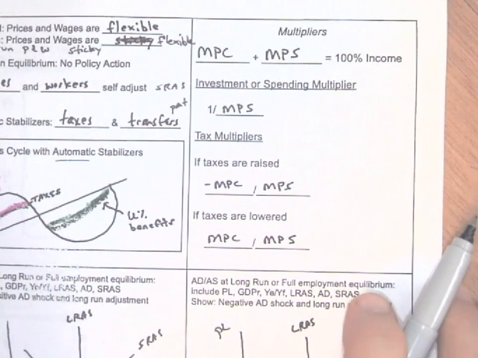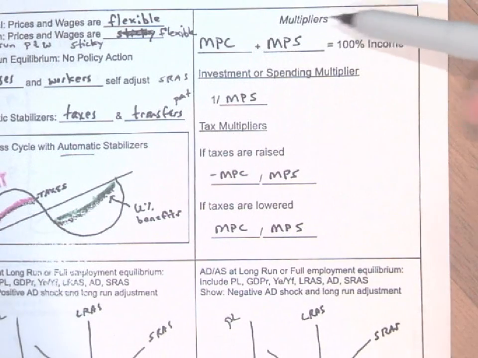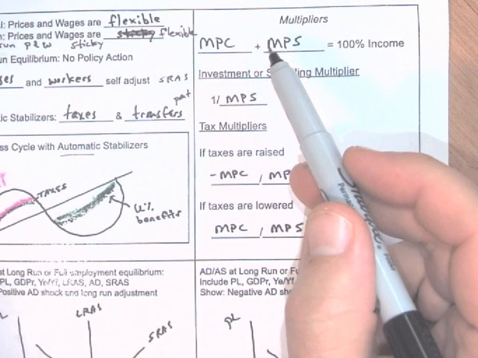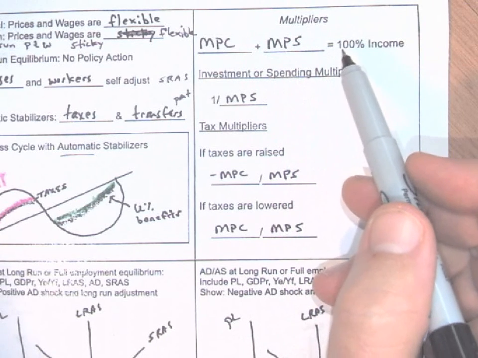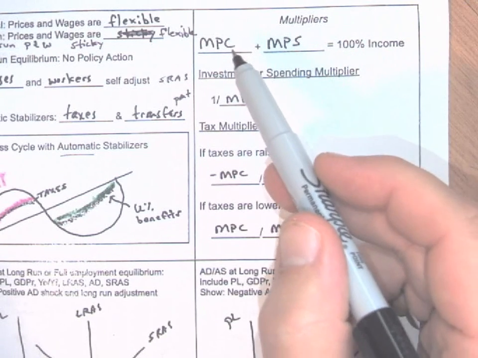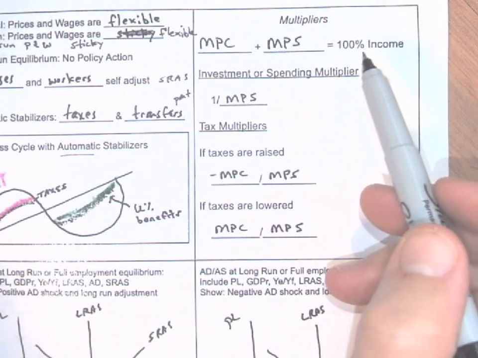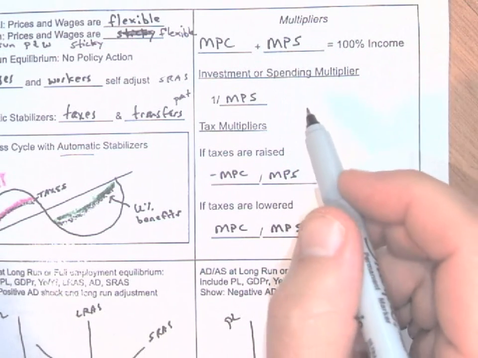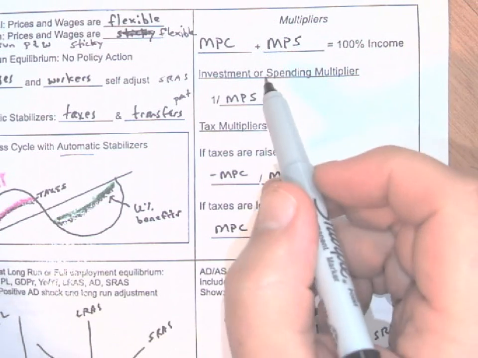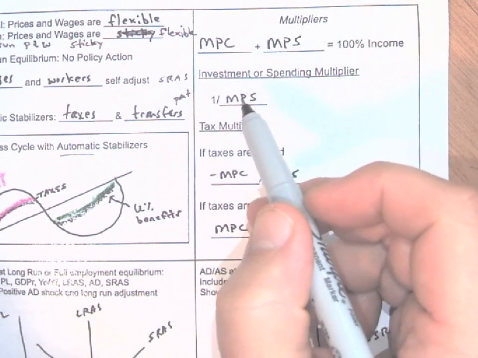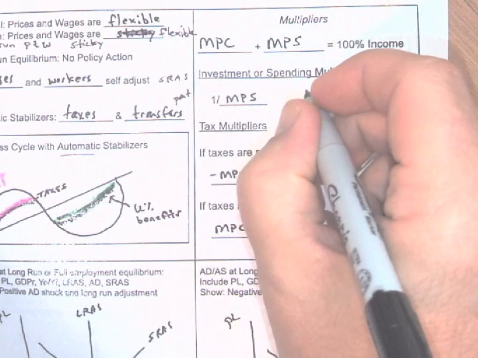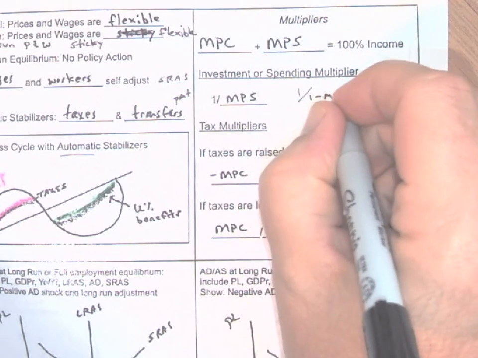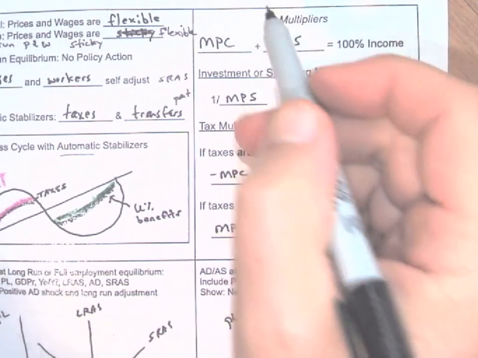All right, over here your multipliers. Remember we've got MPC plus MPS, marginal propensity to consume and marginal propensity to save, and you add those two things together because you have two choices, spend your money or save it, and that's going to make 100% of your income. You're going to use those two because you usually get one inside of a question, and then you can solve for the other. So the investment or spending multiplier is 1 divided by MPS, and if you don't have MPS, you can always go 1 over 1 minus MPC.